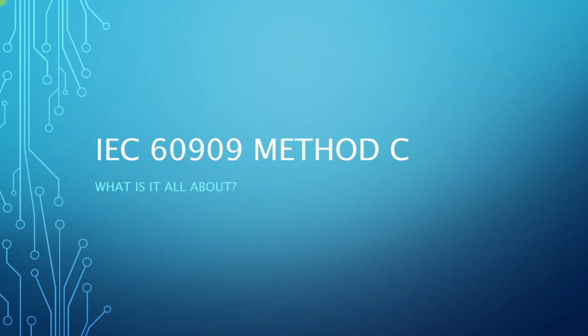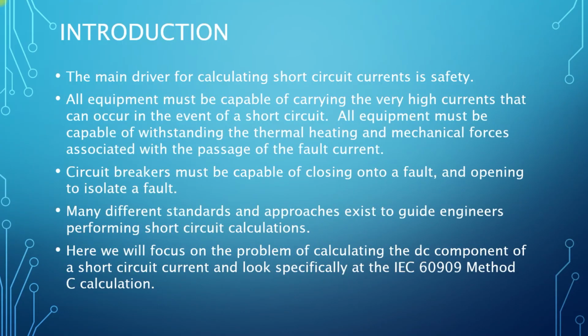In this video I'm going to talk about IEC 60909 Method C for calculating the DC component of a short circuit current. The main driver for calculating short circuit currents in power systems is safety.